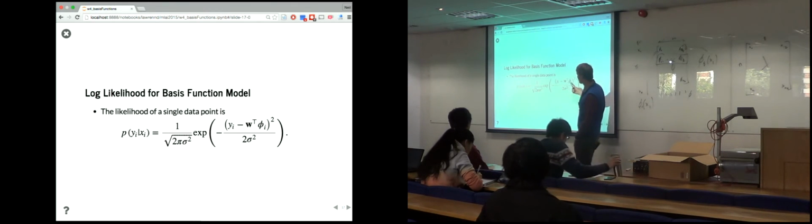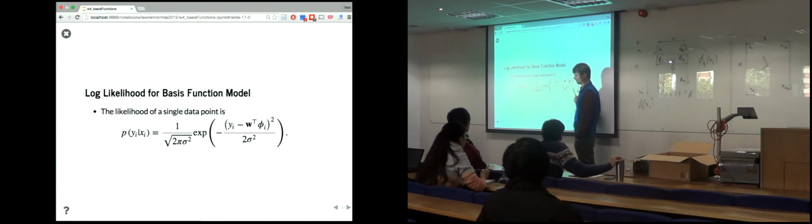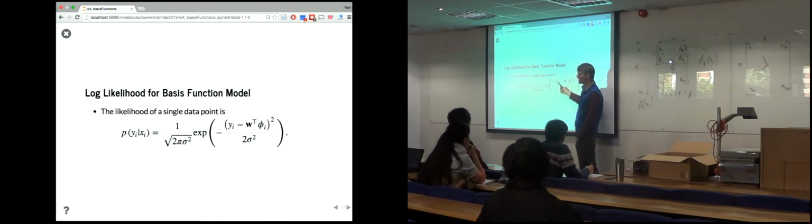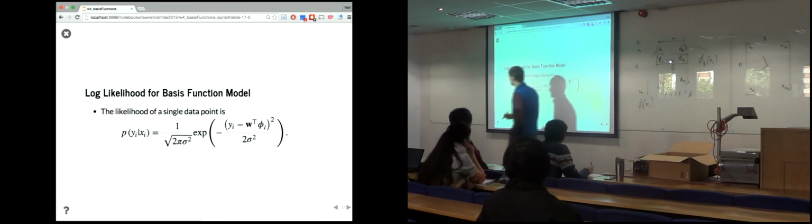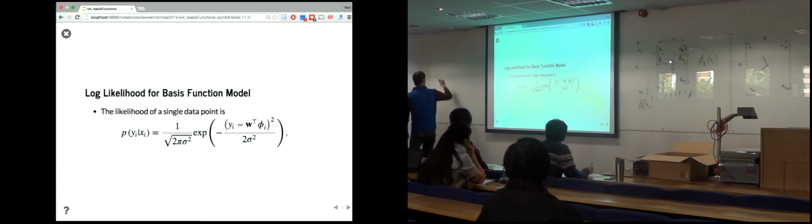If we're going to do Gaussian noise on the regression, what we say is that this function, the prediction function, is the mean of a Gaussian density. So this is the target value, and this model is saying that I expect y to be distributed as a Gaussian with a mean given by W transpose phi I, or f of xi, and a variance given by sigma squared, or a standard deviation given by sigma.